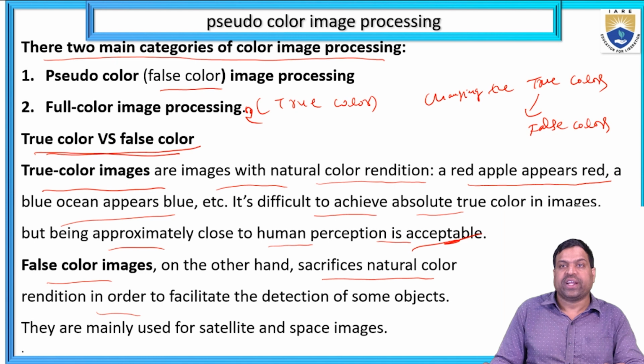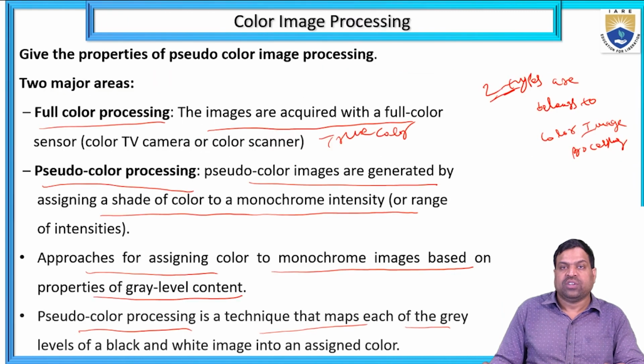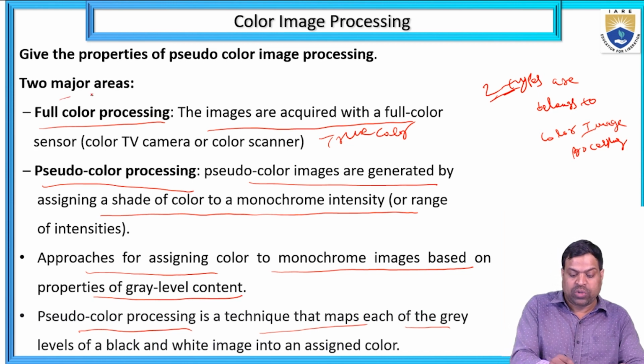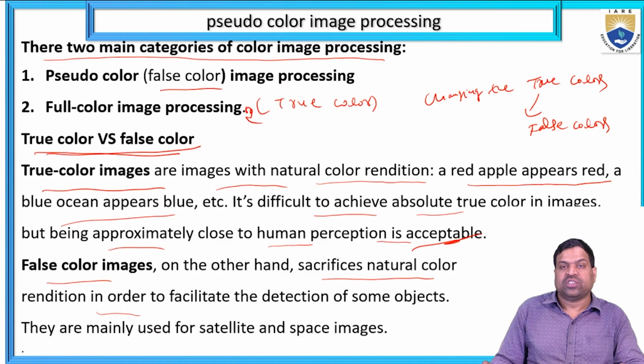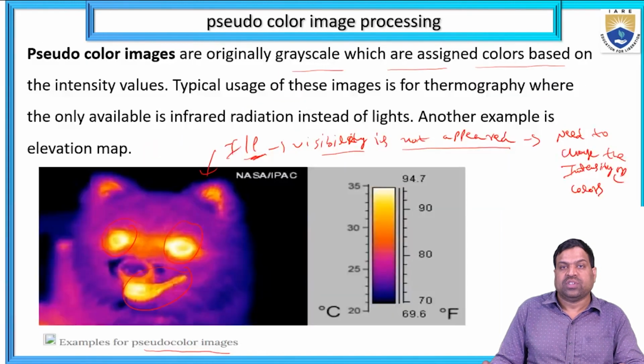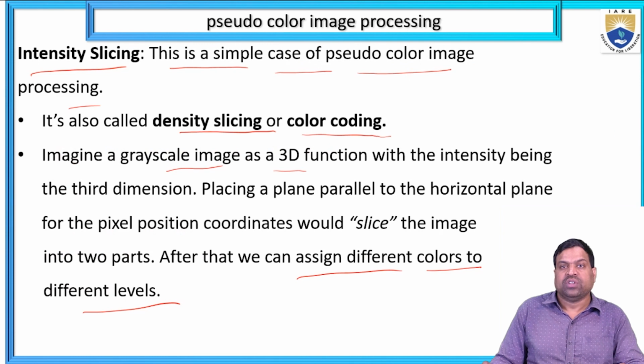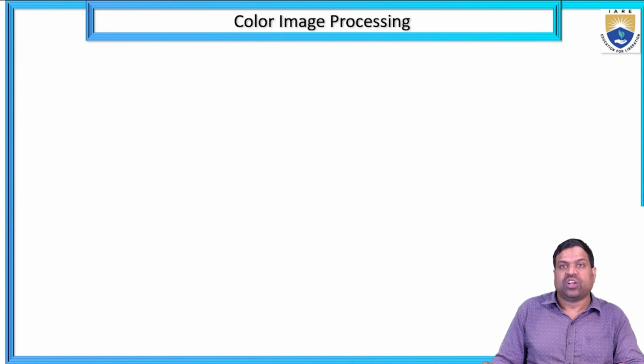What are the two main categories of color image processing? One is pseudo color image processing. Another one is full color image processing. It is also called true color versus false color. So the question is to give the properties of pseudo color image processing. Two major areas: full color or true color, and pseudo color or false color. These are the two main categories. Pseudo color image processing is density slicing or color coding.